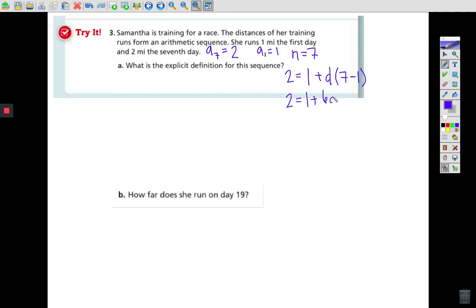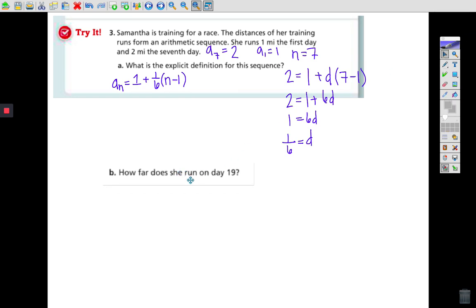So I now have 1 plus 6D, because 7 minus 1 gave us 6. Subtract 1 from both sides. So 1 is equal to 6D. Divide both sides by 6, and I get 1 over 6 is equal to D. So that means our common difference is 1 over 6. So that means she's adding 1/6 of a mile to her run daily. So my explicit definition would be written as A sub n is equal to your first term, which is 1, plus your common difference times n minus 1. So that's our explicit definition for that sequence.